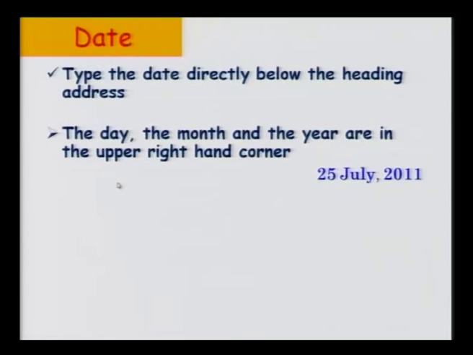Now, let us look at some examples, then it becomes clear. Look at this, 25 July 2011. This is on the upper right corner and this is clearly differentiated by use of a comma, 25 July comma 2011. This is one way of writing the date. Another way of writing the date, where you do not follow any punctuation at all, you can even remove the comma and simply write 25 July 2011. This is also absolutely fine.